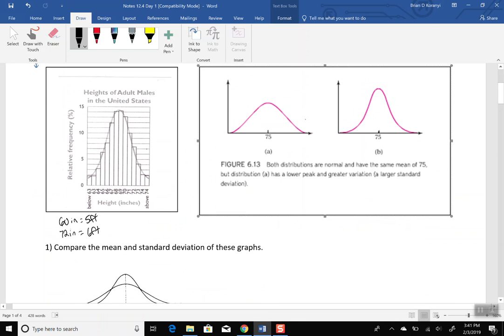We see an example right here, the heights of adult US males. 60 inches is 5 feet, so somewhere around there. 72 inches is 6 feet, right there. So the average height of an adult male, whenever this was taken, is somewhere between 68 and 69 inches. So most people are around there, somewhere between 5 and 6 feet.